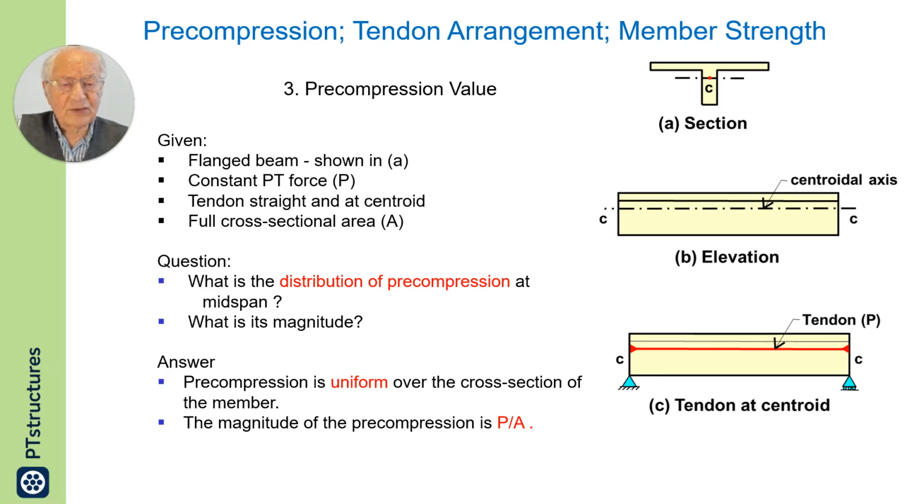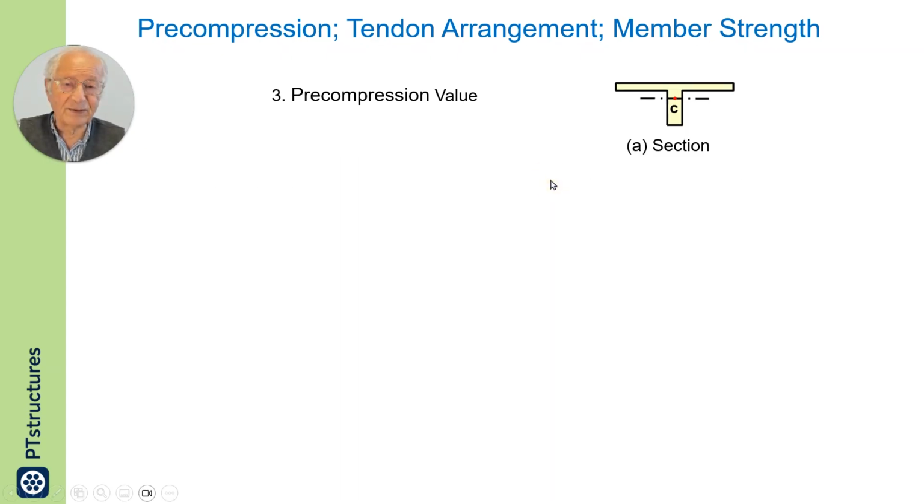Why are we dwelling so much on the precompression, the magnitude of precompression, the distribution of precompression? Because ACI uses precompression as an important parameter in the design of post-tensioned members. So precompression is a component which is used, and we want to better understand it and know its magnitude.